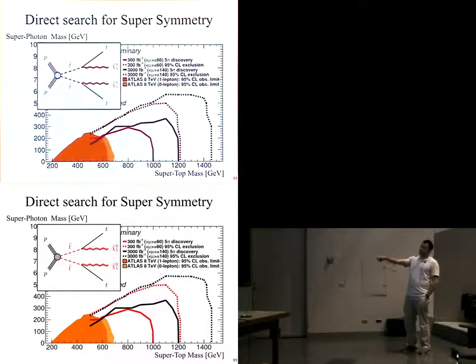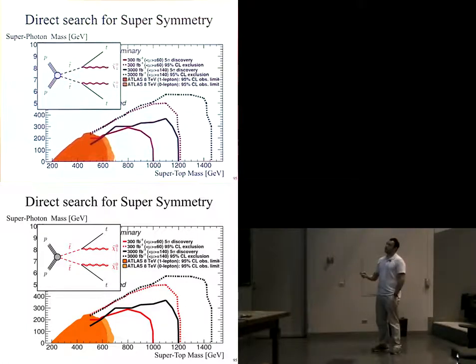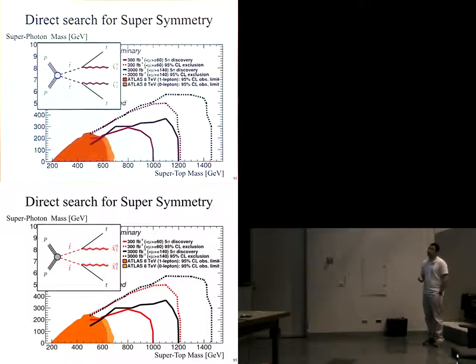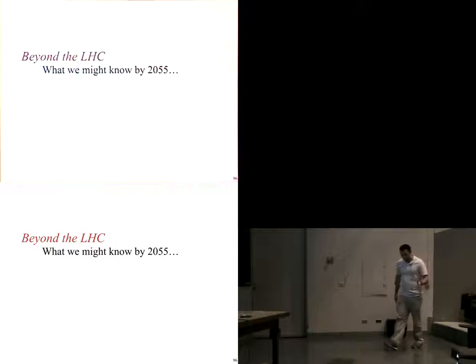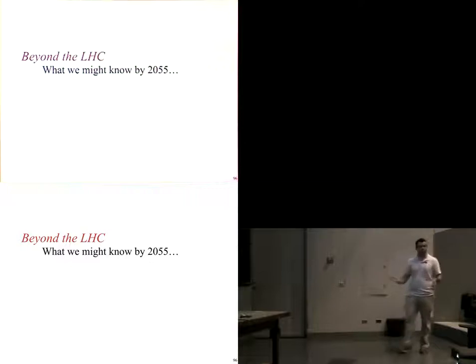So this is showing the region that's excluded in the plane where this is the mass of the super top, and this is the mass of the super photon. And this is the region that's excluded. So it's this shaded region. This is from the first running period, run one. The second running period, we expect to extend this out to here. Okay, so now we're starting to cover this interesting TeV scale where we expect this new physics to come in. And then by run three, or when we increase it by another factor of 10, we expect these dotted lines. So again, big increase in sensitivity for the supersymmetry searches.